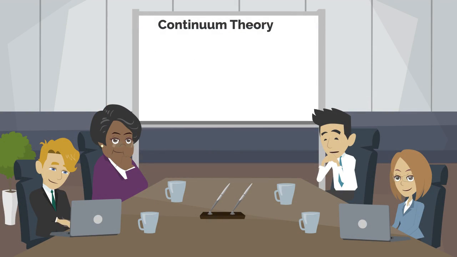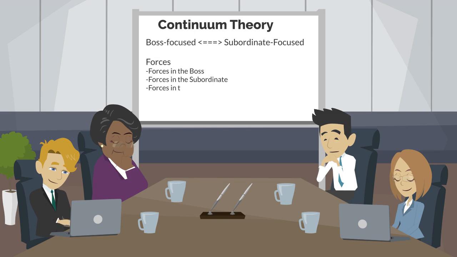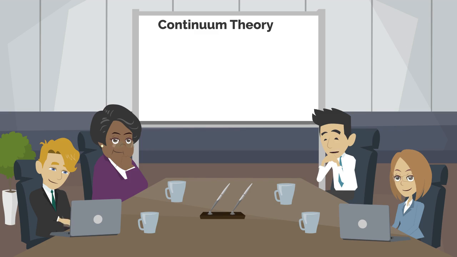Shortly after Fiedler began publishing his work, Robert Tannenbaum and Warren Schmidt began looking at another type of contingency leadership theory, the leadership continuum theory. This theory identifies factors on a continuum from boss-centered to subordinate-centered. Assessment of three forces, boss, subordinate, and situation, led to them identifying 7 leadership styles a manager can choose from. At the time, continuum leadership theory was very popular. It was not as prescriptive. Therefore, managers had more room to select a style based on their gut instinct.